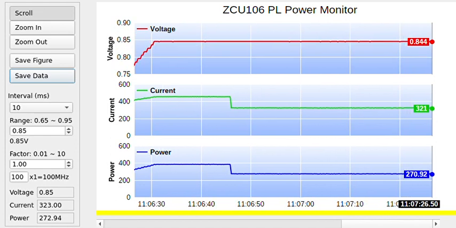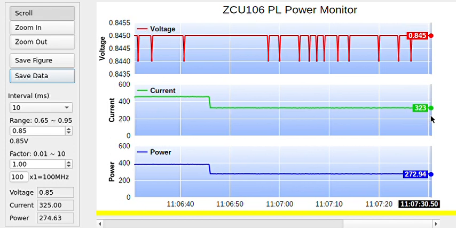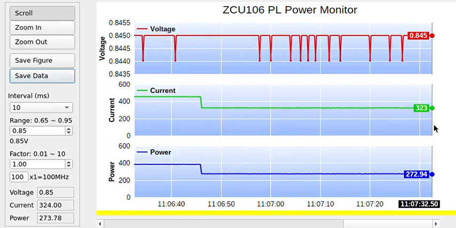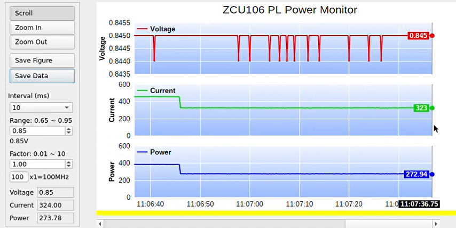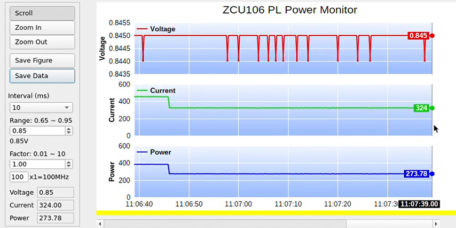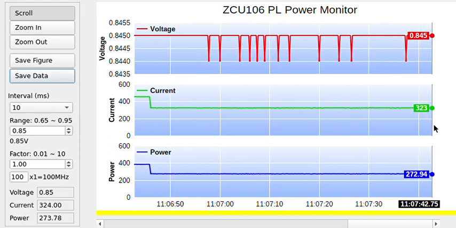So yeah, this is pretty much the app that I developed for the ZCU106 board, used to study the voltage scaling approximation for the FPGA.